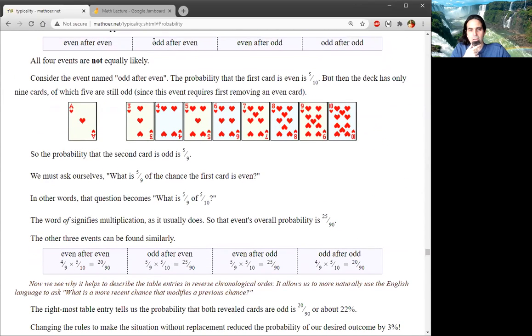So consider the event named odd after even. The probability that the first card is even, that's the even part, is 5/10. Half the cards were even after we shuffled the first time. But then the deck only has 9 cards, of which 5 are still odd because we just removed an even card. So in this picture, it was a 2. We don't know it was a 2, but whatever it is, now we have 9 cards and 5 of them are odd. So in this box, odd after even, the chance of the odd after the even is 5/9. It's not 50-50 anymore.